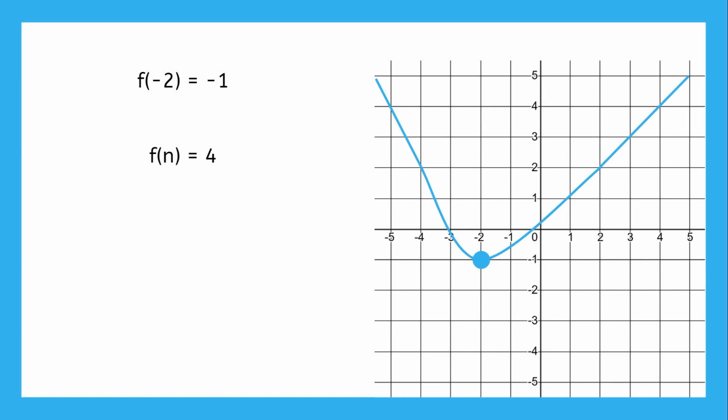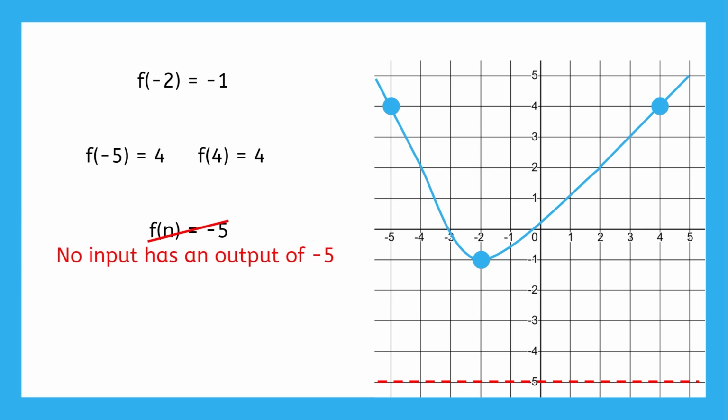How about what input is the output 4? Well, there are 2 points where the output is 4, so we have 2 answers, an input of -5 and an input of 4. Finally, what input gives an output of -5? We can see on the graph that the curve never goes lower than -1, so it never reaches an output of -5. So the answer is that there are no inputs that give an output of -5.